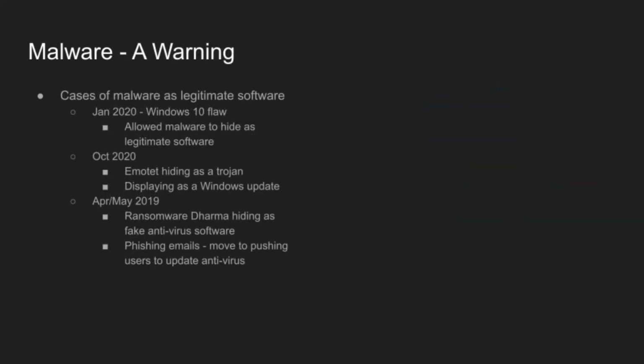There are many cases of malware appearing as legitimate software. In January 2020, Windows 10 had a flaw large enough that it was made known to the public to install the patch updates immediately. This allowed malware to hide as legitimate software and be installed on Windows 10. In October 2020, Emotet was hiding as a Trojan and was displaying to users as Windows Update, and upon installing that Windows Update, it would install the malware instead. And finally, in April and May of 2019, ransomware Dharma was hiding as fake antivirus software. They would use phishing emails in order to push users to update their antivirus software, and instead it would install the ransomware on the computer.